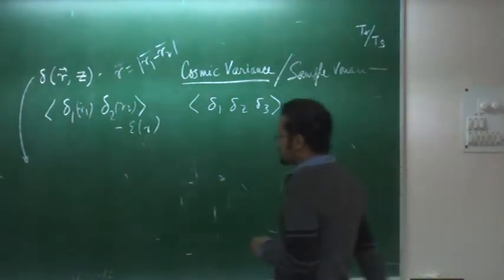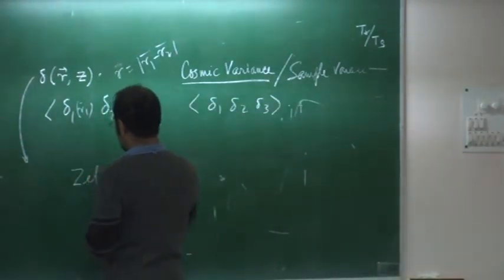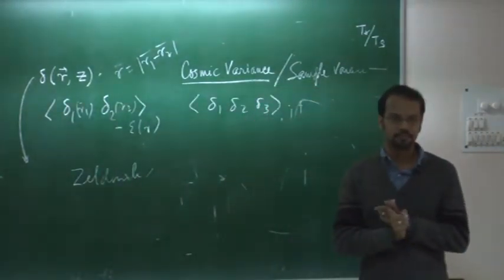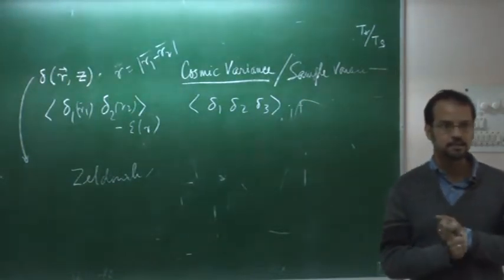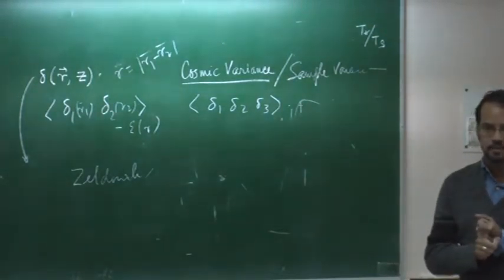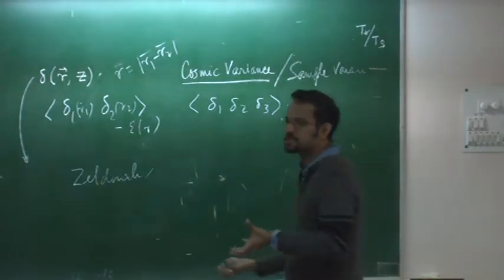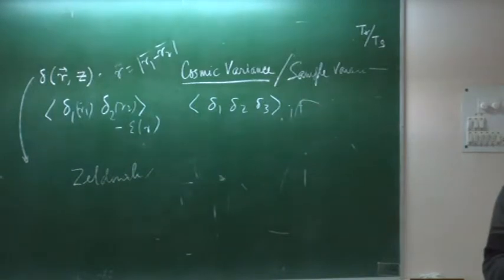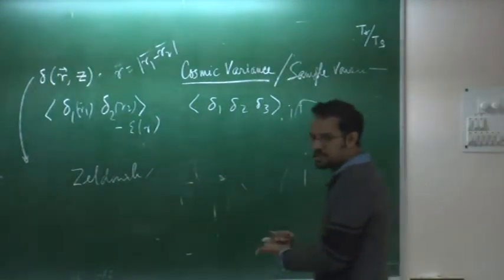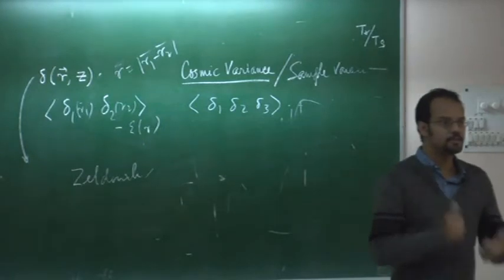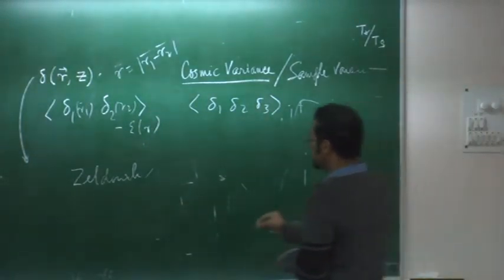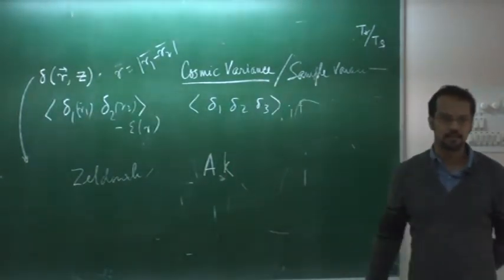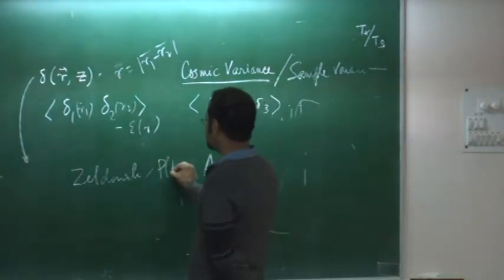But as you know, Zeldovich gave this idea of the primordial power spectrum as having a certain particular property. What is that? Zeldovich said that the primordial fluctuations from the early universe created density fields that were Gaussian, and they had a power spectrum of a particular form. And Zeldovich made this remarkable postulate that it was just A K, some constant times K. That was the power spectrum. A is some constant.